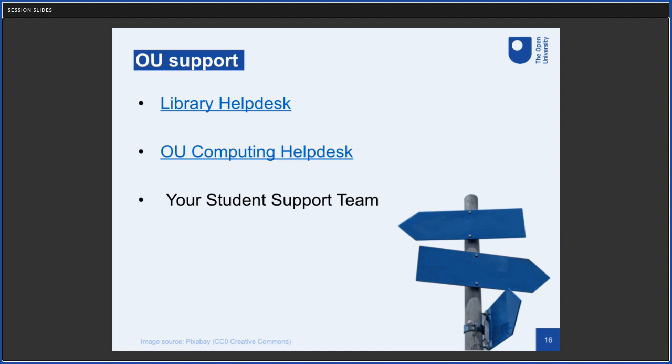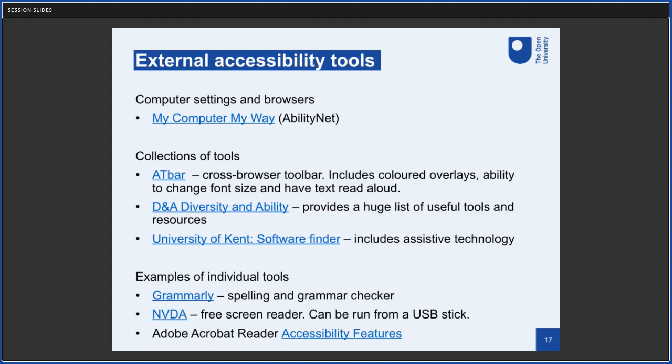So, sources of OU support. As I just mentioned, we've got the Library Help Desk. There is also the OU Computing Help Desk and your student support team. We've also put together a list of some external accessibility tools. This includes, for example, My Computer My Way from AbilityNet, which covers how to make a keyboard, mouse, Windows, the internet and applications more accessible.